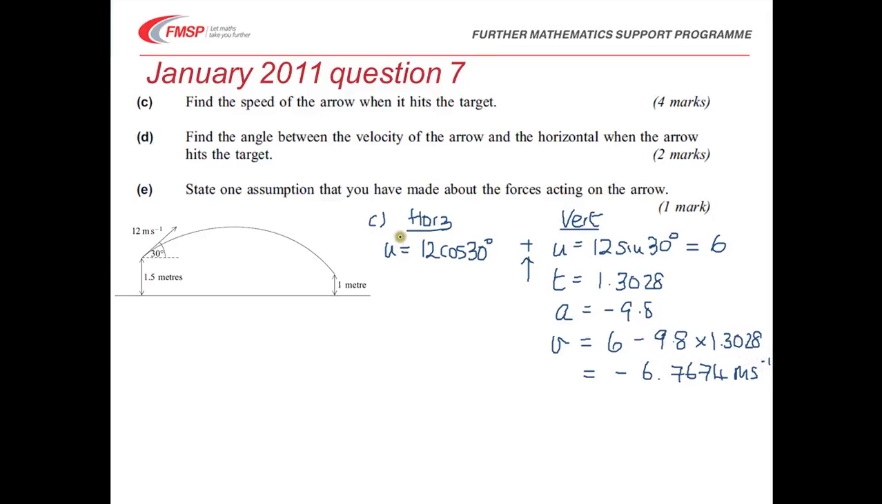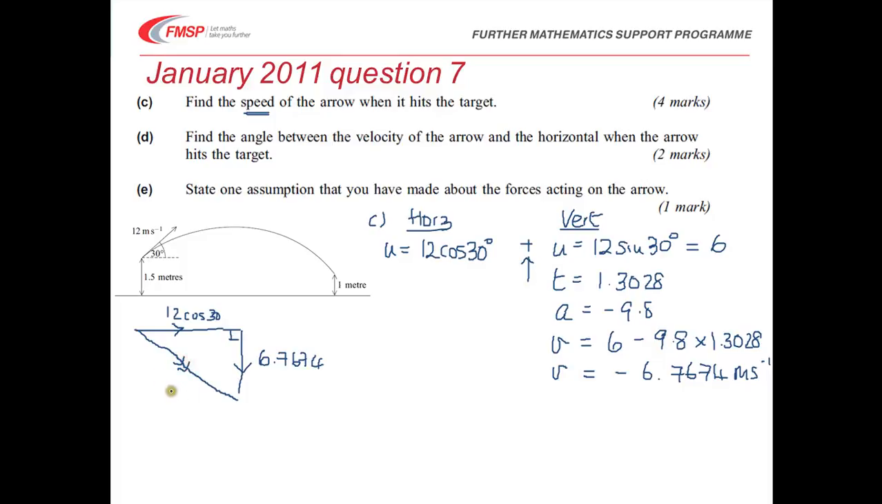Now I'm not going to round that, because we now have the horizontal velocity and the vertical velocity, and we're asked to find the speed. So what we need to do is, this is 12 cos 30, and then we have this going downwards, which is 6.7674, and using Pythagoras' theorem now we can find the speed.